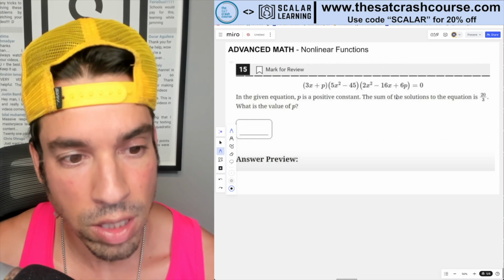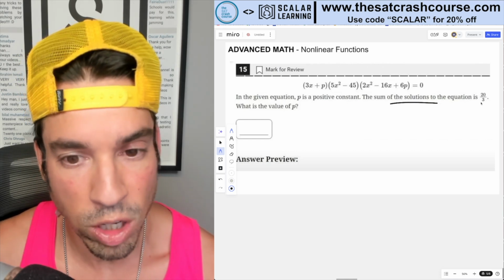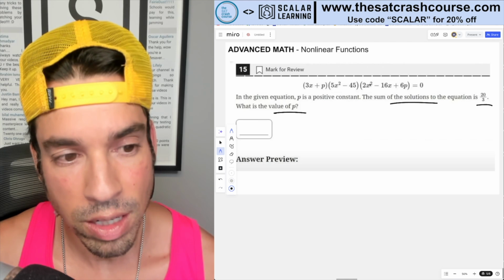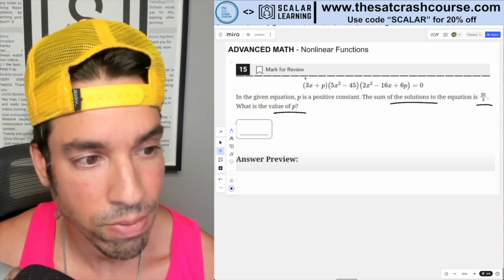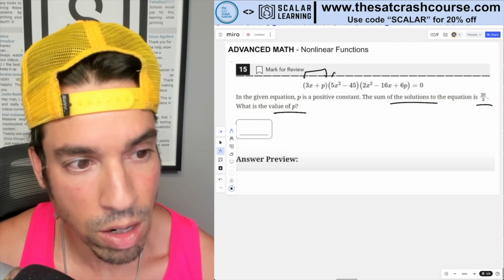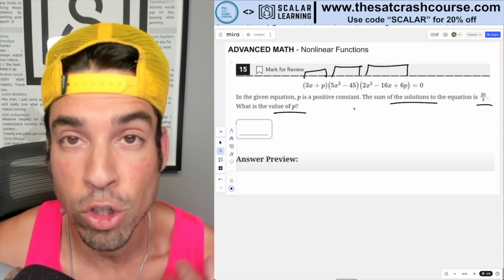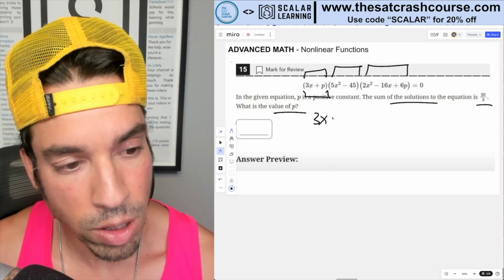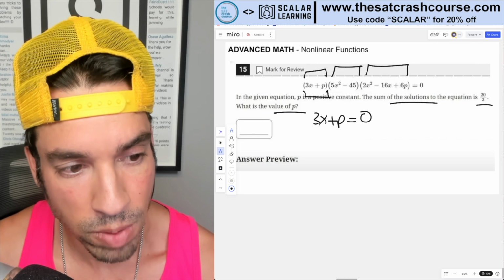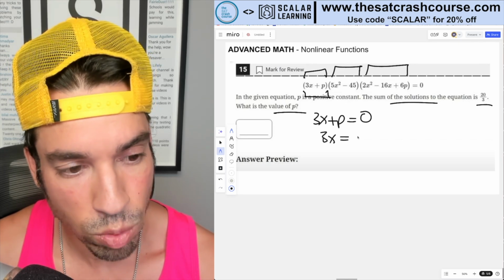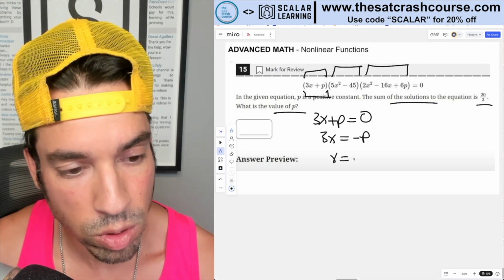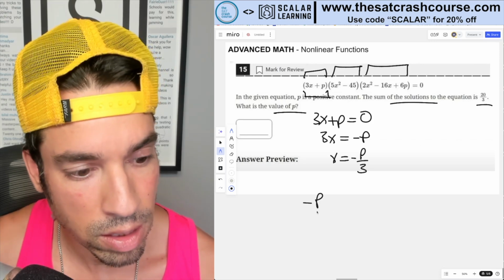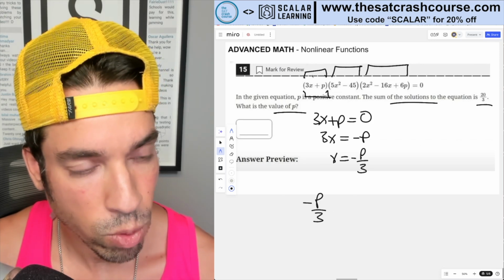So here they're saying the sum of the solutions of this equation is 20 over 3. What is the value of p? Since everything is factored and set equal to 0, we just have to find what values of x zero this piece out, and this piece out individually, and add them all up. Okay, so what is going to zero this out? Well, we're trying to figure out when 3x plus p equals 0. Now I can just isolate x. 3x equals negative p. X equals negative p over 3, right? So that is the solution for this first part.